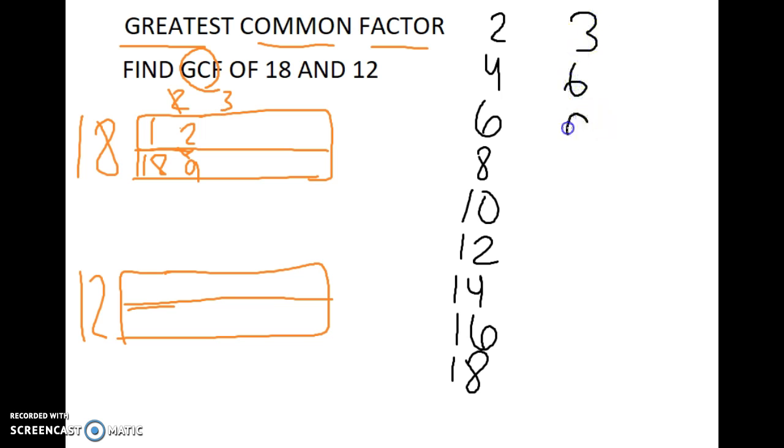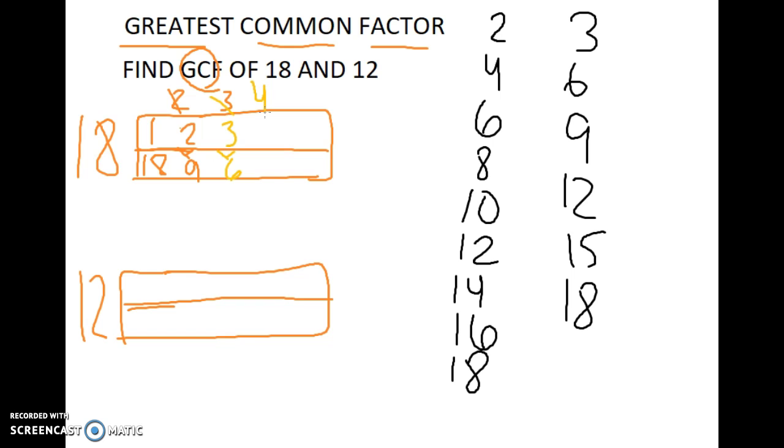3, 6, 9, 12, 15, 18. So 18 is in my list, meaning 3 is a factor of 18. 3 times 1, 2, 3, 4, 5, 6. So in my box, I'll go ahead and write 3 times 6. At the top, I'll cross out 3. Well, I've tried 1, 2, 3. The next number would be 4.